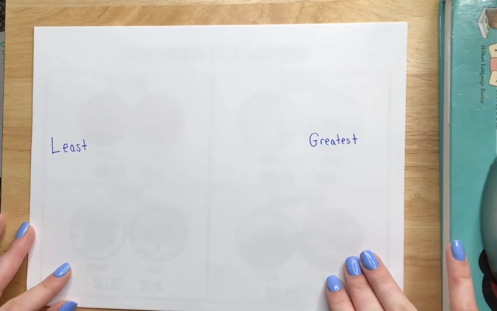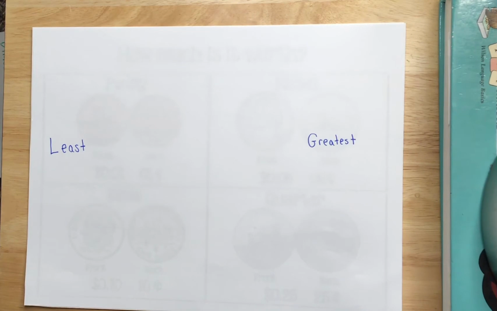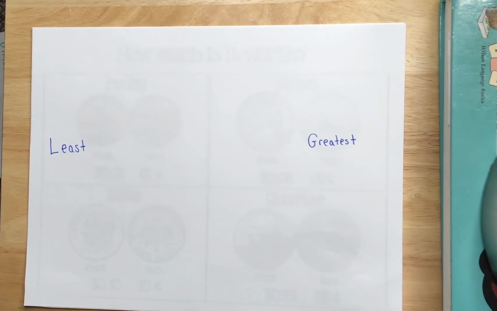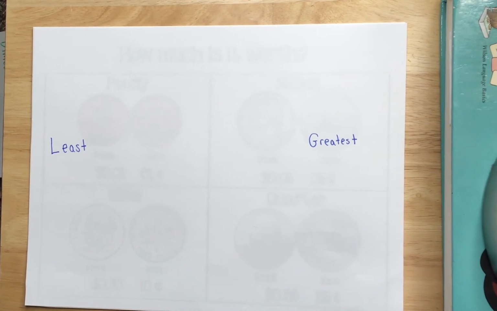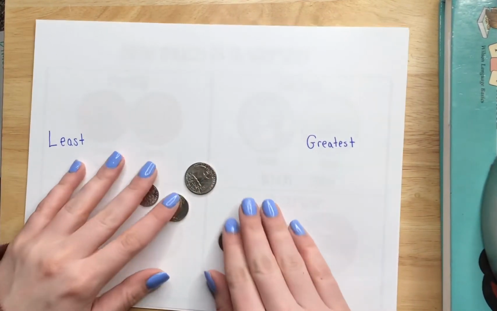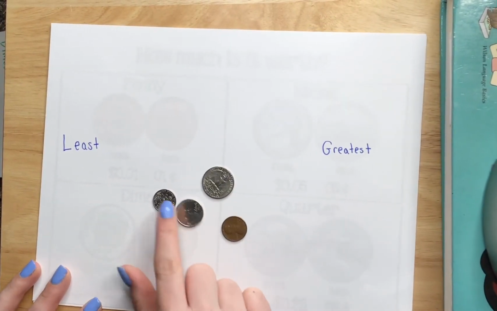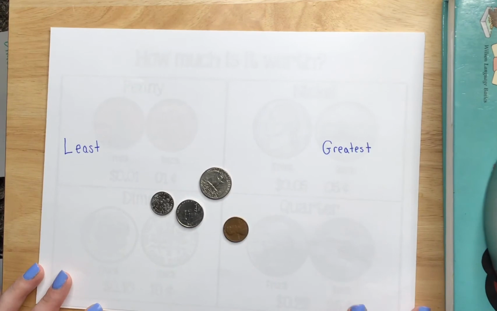So today, we are going to start by sorting some coins and putting them in least to greatest value. This is important because it's important for us to see all these coins together on a piece of paper so we can compare them in sizes. So I have here a penny, a nickel, a dime, and a quarter. So I'm going to sort them by their value.